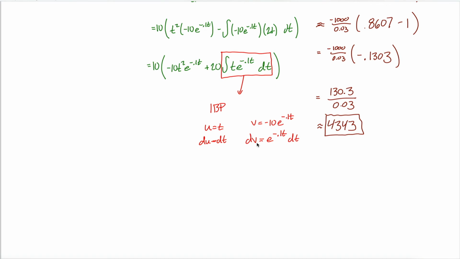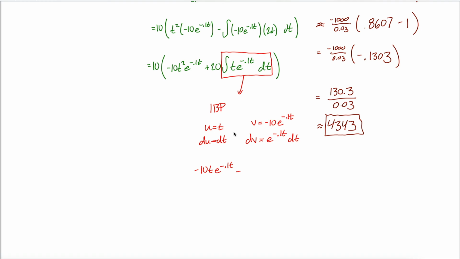With these 4 pieces of information, I can use integration by parts to evaluate this integral. This integral is u times v, so negative 10 t e to the negative 0.1t, minus the integral of v du.